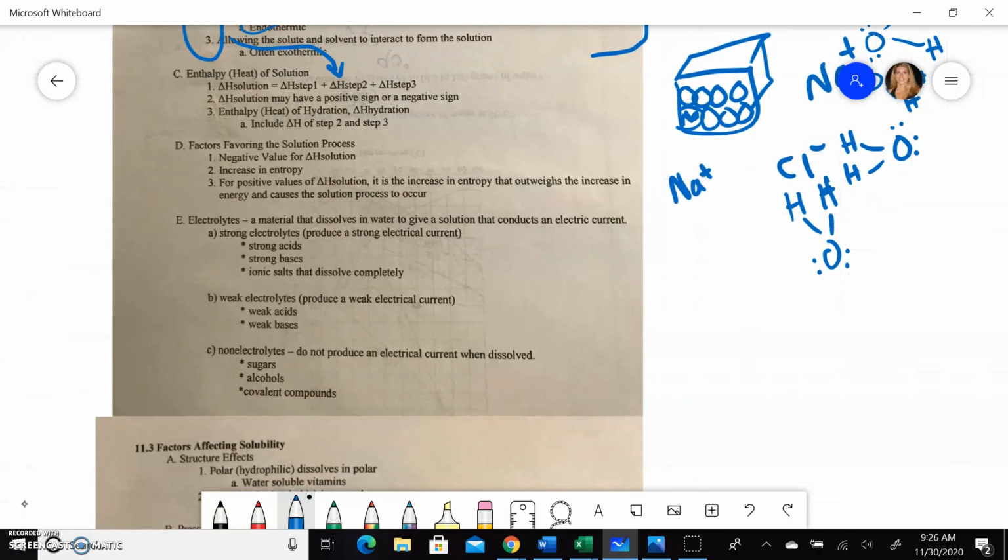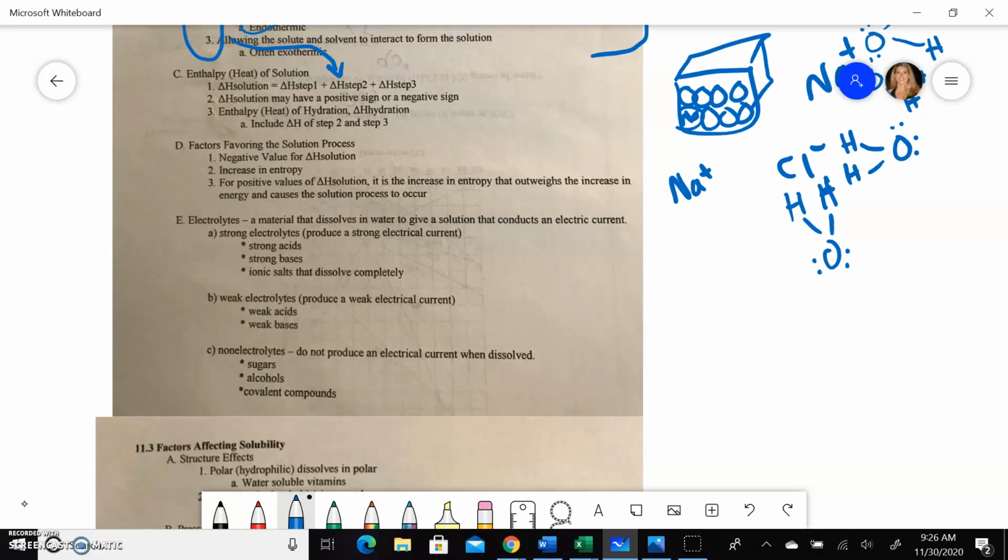And then the last thing for this section is electrolytes. We've talked about these before, but they're really important because we use electrolytes a lot. You use them in your body. We use them in all kinds of reactions. And these are valuable because they produce a strong electric current. There are two reasons why an electric current could be produced.